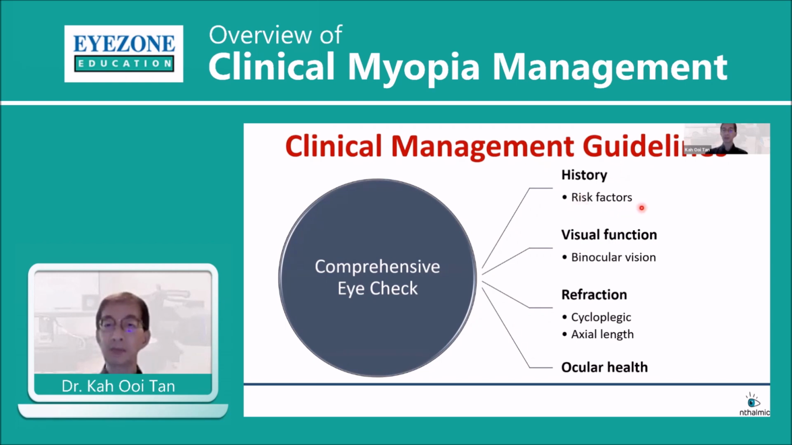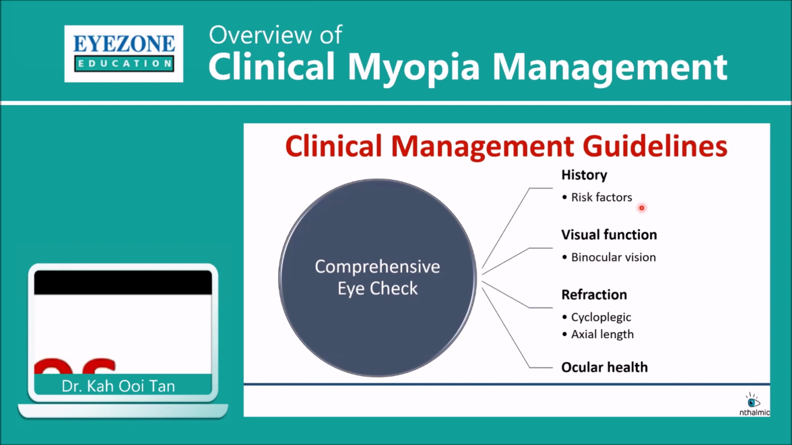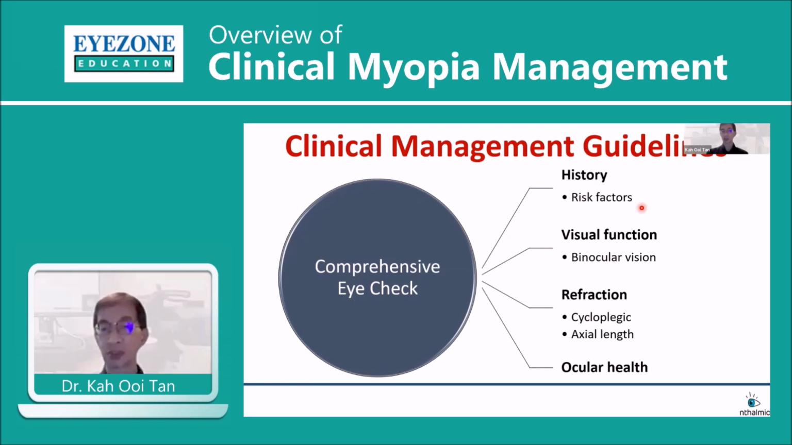And this risk factor, for example, ethnicity. Generally, Asians are more prone to myopia progression, or faster, than Caucasians. And parents who are myopic, probably the kids have a high chance of becoming myopic. So one parent who is myopic compared to both parents being myopic, the risks are slightly different. So we need to identify this risk factor.